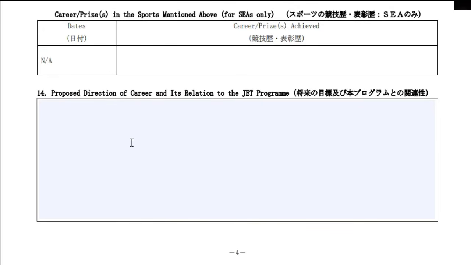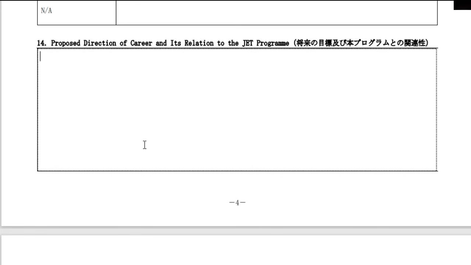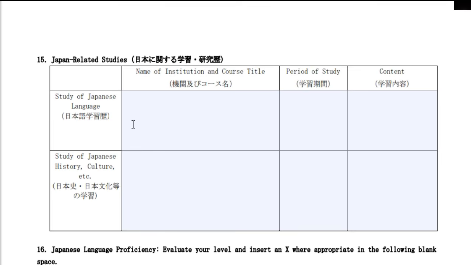And then your proposed direction of career and its relation to the JET program. So maybe on this part, you can just write here, why do you want to join the JET program? And then what are your plans after joining the program? Again, since you are writing using all capitals, just to be safe with the instruction of writing all capital letters, you can write here in all capital letters. That's for number 14.